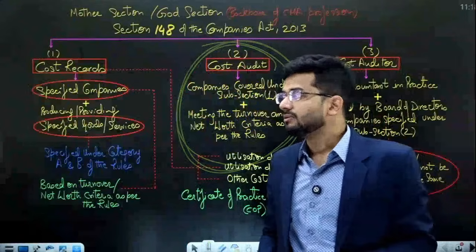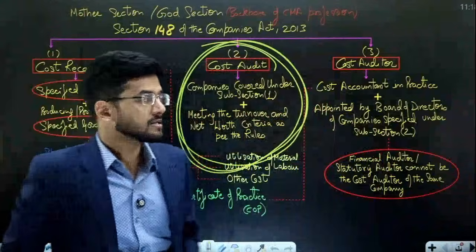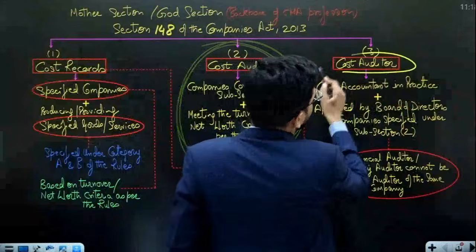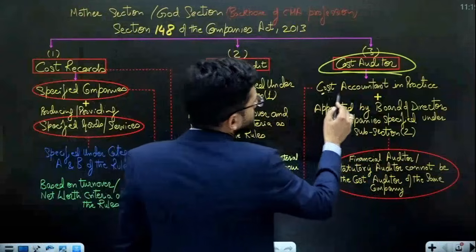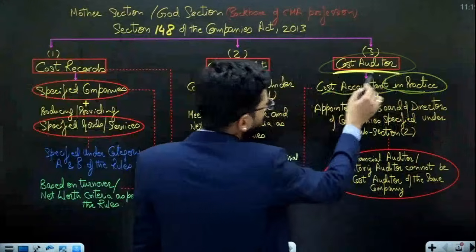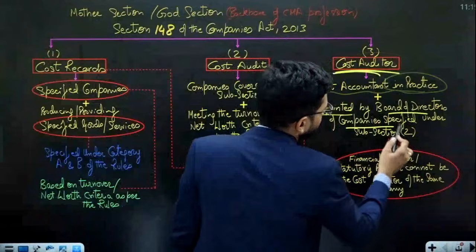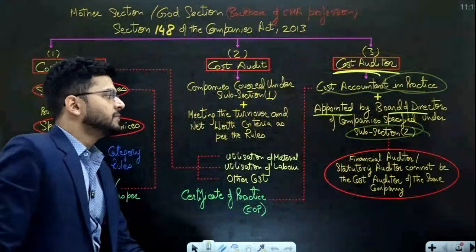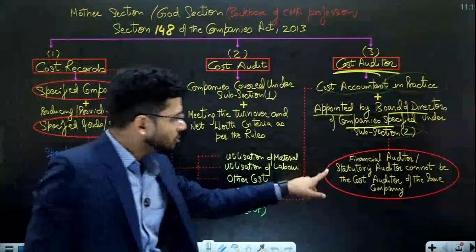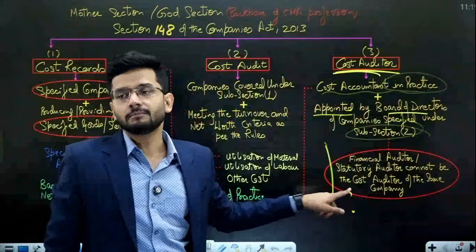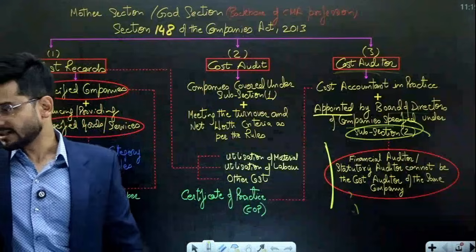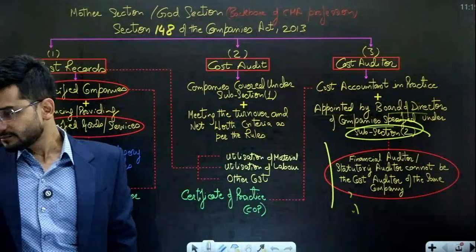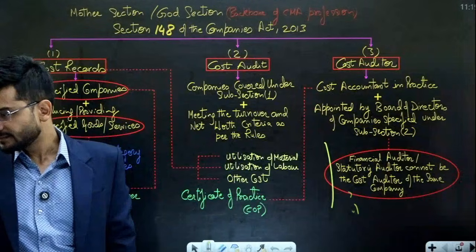Who is a practicing cost accountant? This authority is only given to a practicing cost accountant. So who is a cost auditor? We have already studied in yesterday's class: a cost accountant who is in practice and who is appointed by the board of directors of the company to become a cost auditor. And the financial auditor or statutory auditor cannot be the cost auditor of the same company. Self-review threat.